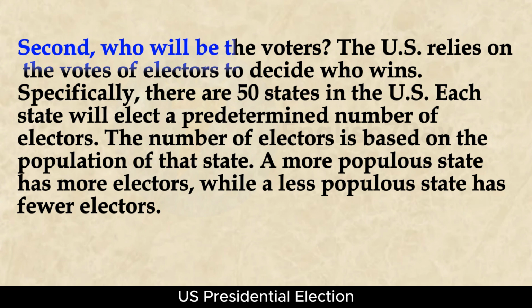Second, who will be the voters? The U.S. relies on the votes of electors to decide who wins. Specifically, there are 50 states in the U.S. Each state will elect a predetermined number of electors. The number of electors is based on the population of that state. A more populous state has more electors, while a less populous state has fewer electors.